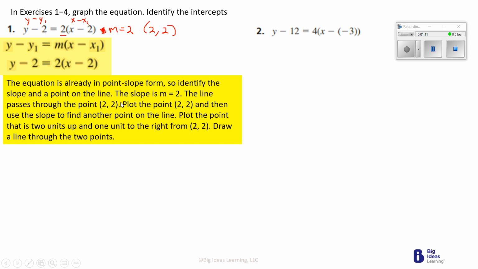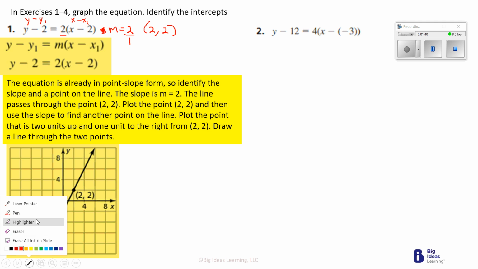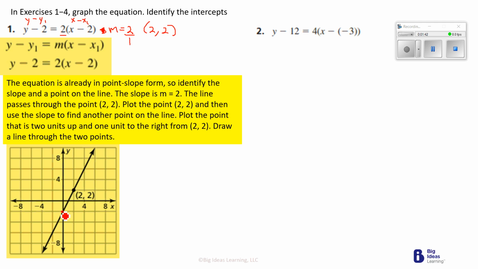That means my slope is 2. It passes through 2 and 2. When I make my graph, I'll go 2 and 2. And then I'll remember my slope is 2, which is 2 over 1, right? Which means I go up 2 and over 1, right? So I'll go up 2 and over 1, which means I also go down 2 and back 1. And that tells me there that it's going to cross through this point.